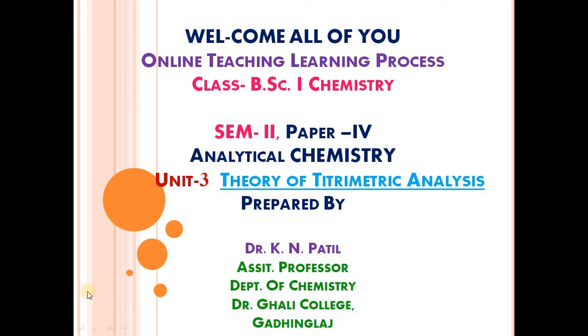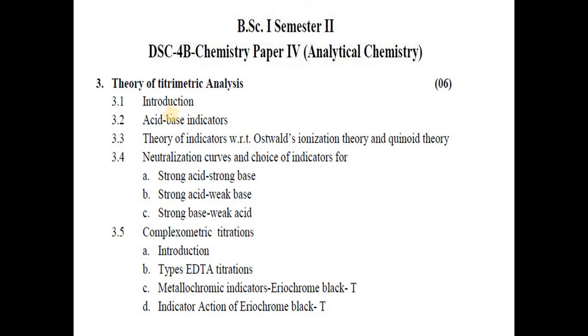We have started paper number 4, Analytical Chemistry, in which unit number 3, Theory of Titrimetric Analysis. In the last lecture we have seen details about the acid-base indicators, that is phenolphthalein indicator and methyl orange indicator. In this lecture we will see the theory of indicators with respect to Ostwald's ionization theory and quinonoid theory.